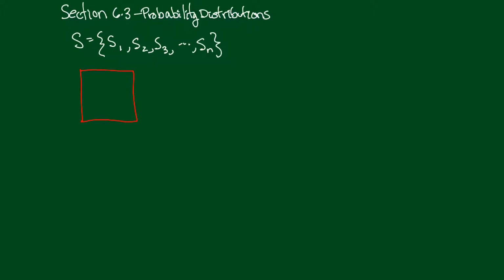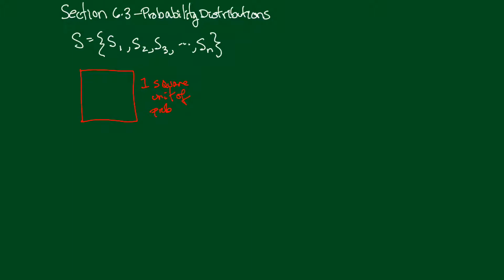I like to think of probability this way. Imagine you have this one square unit, and I'm going to call that one square unit of probability. And then what we're going to do is cut this thing up somehow and distribute it to each one of these individual events.